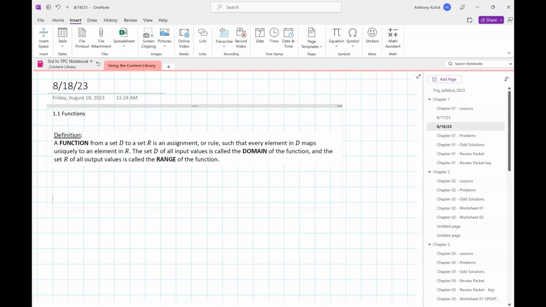So again, we say a function from a set D to a set R is an assignment, a rule, a mapping. It's a set of instructions such that every element, or member of the set, so every number, maps uniquely to an element in R. So again, some member of that other set, another number. We say that the input values, we call those the domain. That's the members of set D. And the output values are the members of set R. We call those the range.